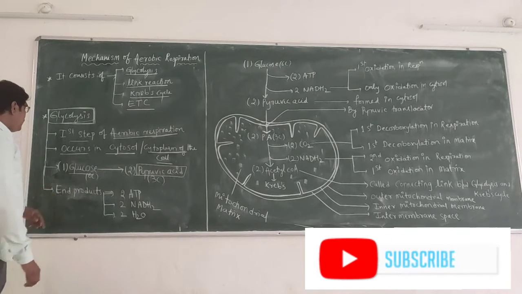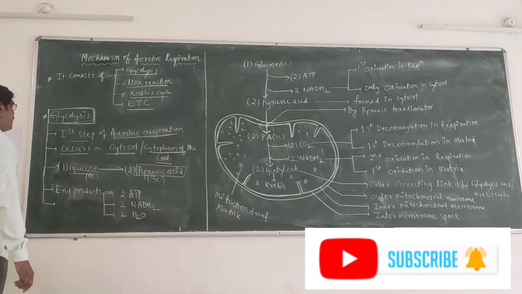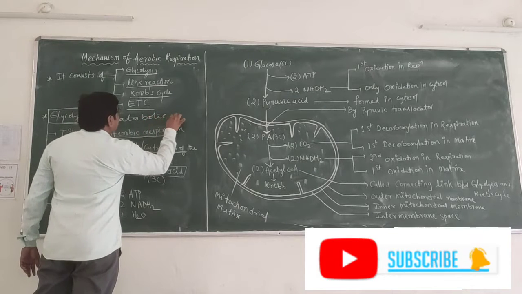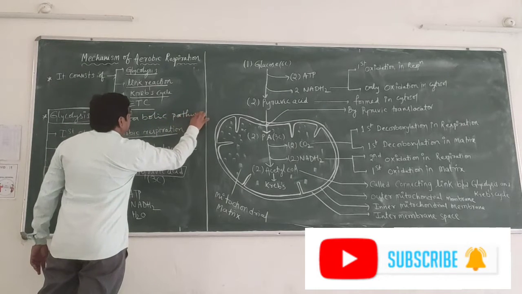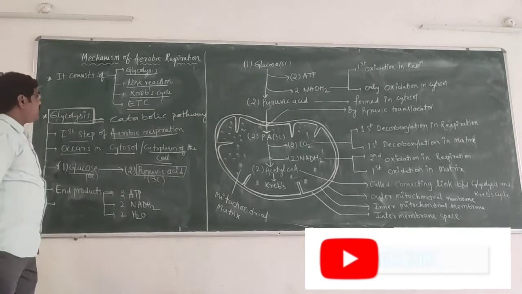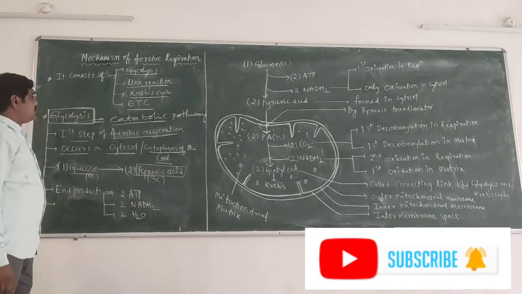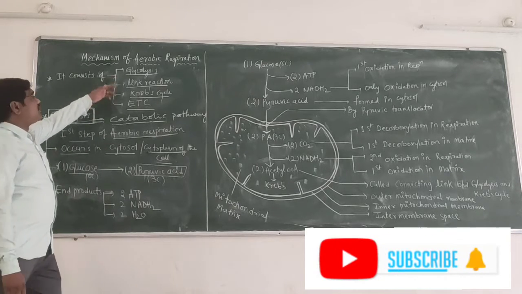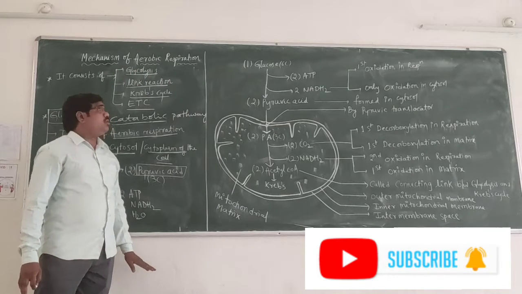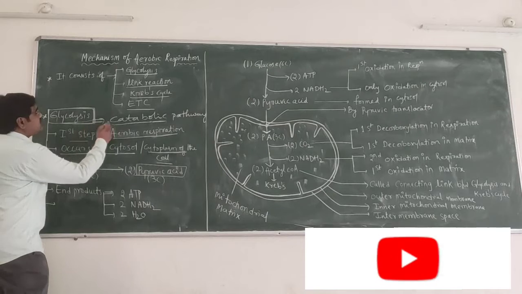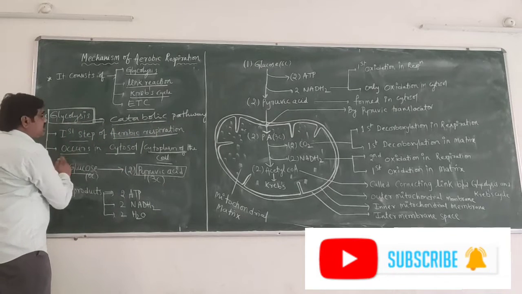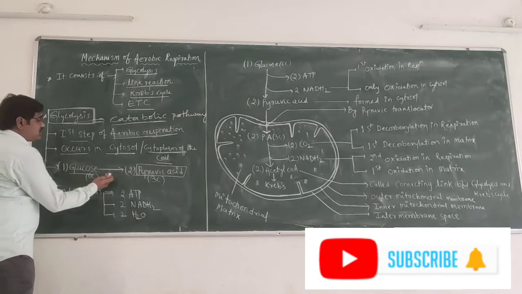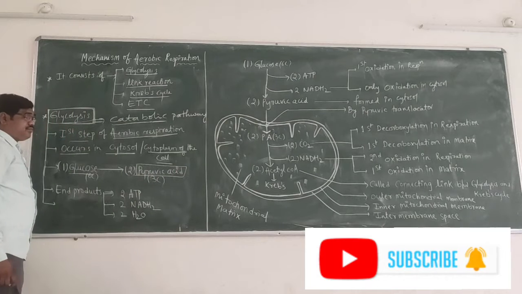What is the purpose of glycolysis? Glycolysis is a catabolic pathway. What is catabolism? Catabolic means breaking down of organic food substances in the presence of oxygen, that is called aerobic respiration. So glycolysis is a catabolic pathway that occurs in the cytoplasm of the living cell, and one molecule of glucose is converted into two molecules of pyruvic acid.